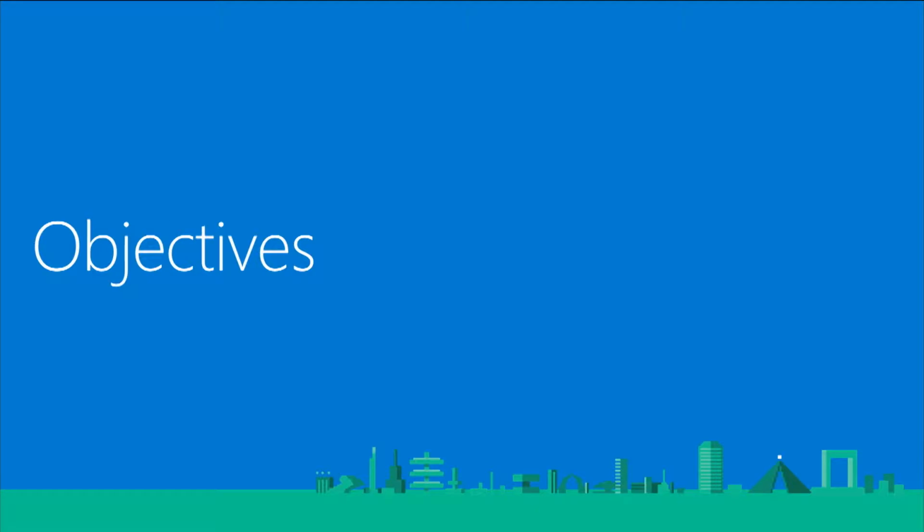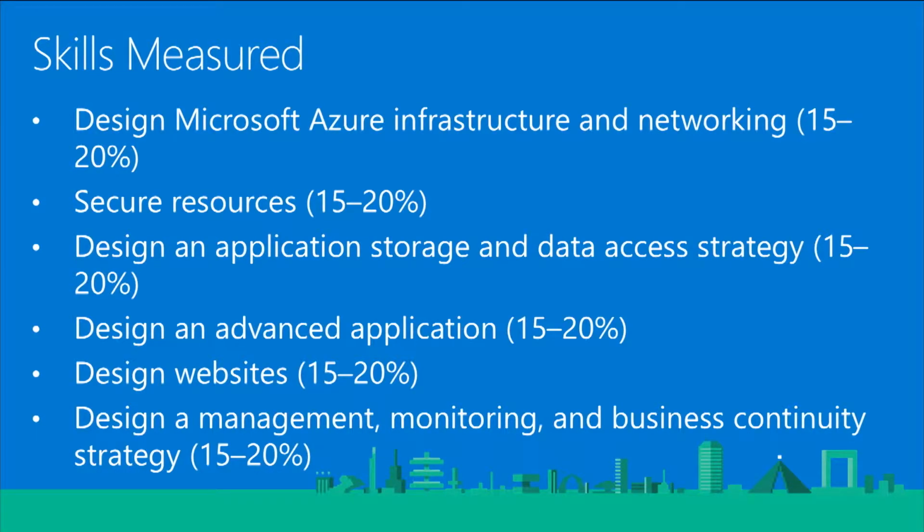Now, today we're going to go over some of the objectives for the 534 exam. And these objectives include designing around infrastructure and networking, so IaaS, securing resources, designing a storage and data access strategy, designing an advanced application, designing web apps. They're called websites in the exam objectives. I've left this as it is because websites is what it's called, just to keep things from being confusing. But when we talk about them in the presentation, we're going to refer to them as web apps. And finally, designing a management, monitoring, and business continuity strategy.